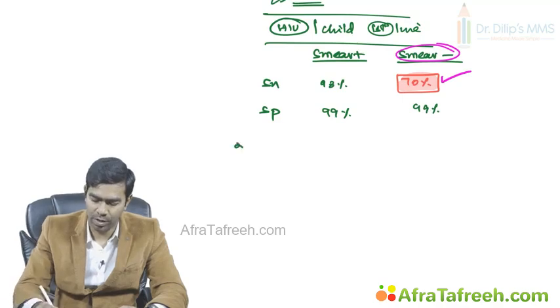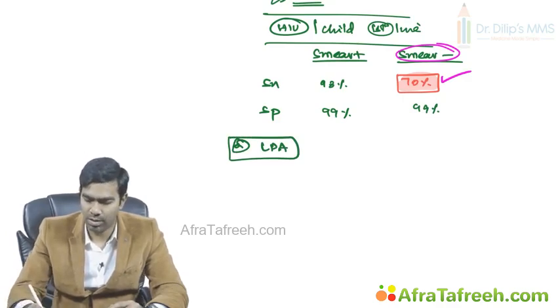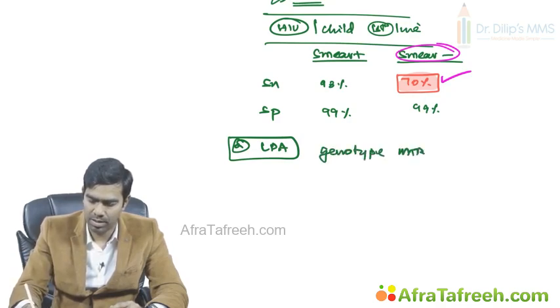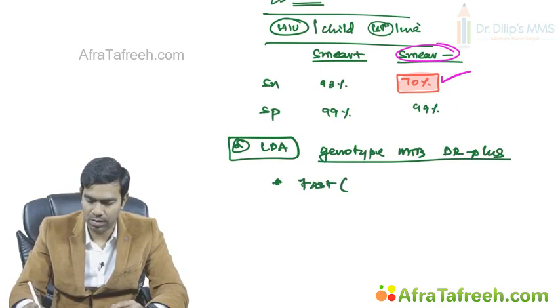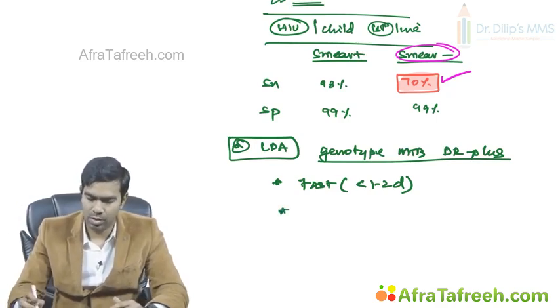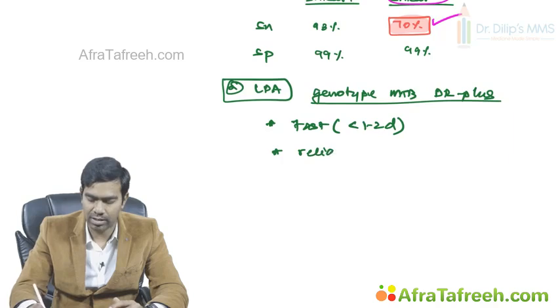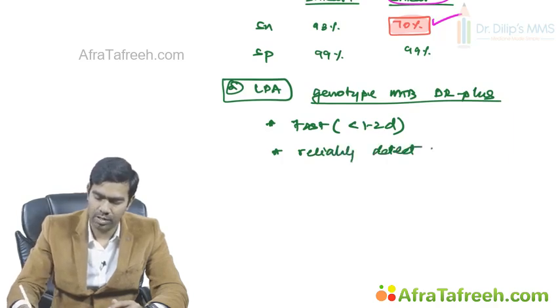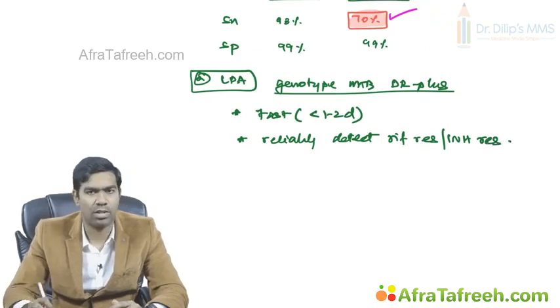And second one, what I'm going to discuss is the line probe assay. That's called an LPA. This is also referred to as the genotype MTB drug resistance plus, DR plus. And again, line probe assays are relatively faster, which means the results come in less than 1 to 2 days, maximum within 72 hours usually, and it uses probes to detect the bacteria as well as the resistance. But the big advantage is it can reliably detect the rifampicin resistance as well as isoniazid resistance. It's very reliable for these two resistances.